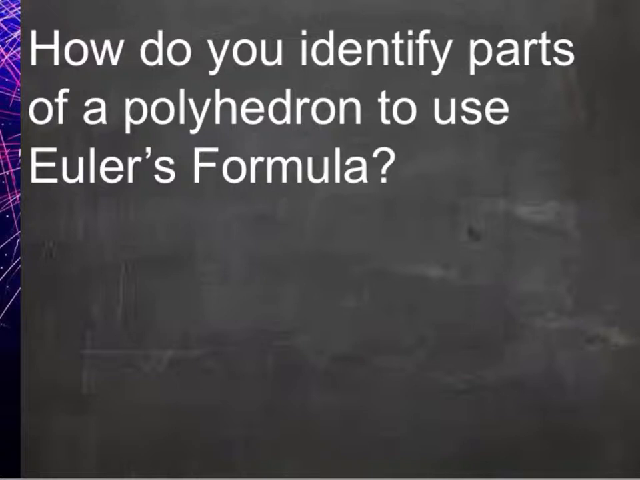And we're back to the question at the beginning of the video. How do you identify parts of a polyhedron to use Euler's formula? So you want to go back and reread your notes. You want to tell me all the different parts of a polyhedron, all those vocabulary terms that you just learned. And then you also want to explain Euler's formula and how you can use that to find vertices, faces, or edges of a polyhedron given some information. Bring all your questions to class.